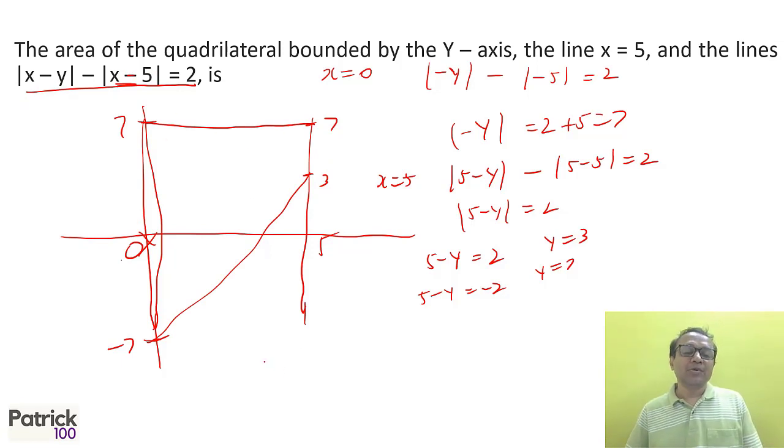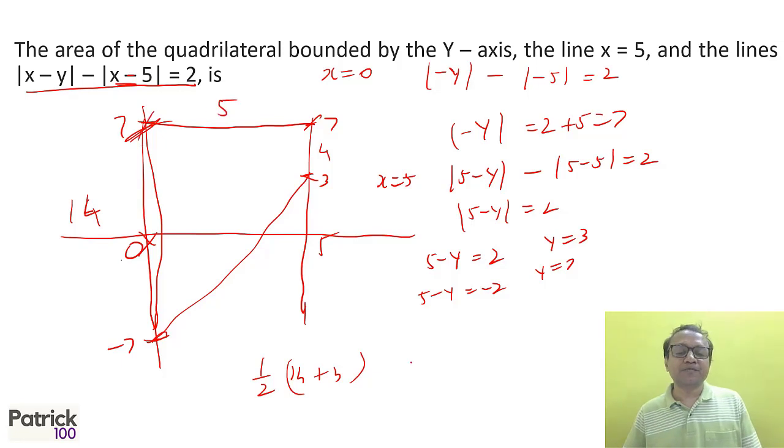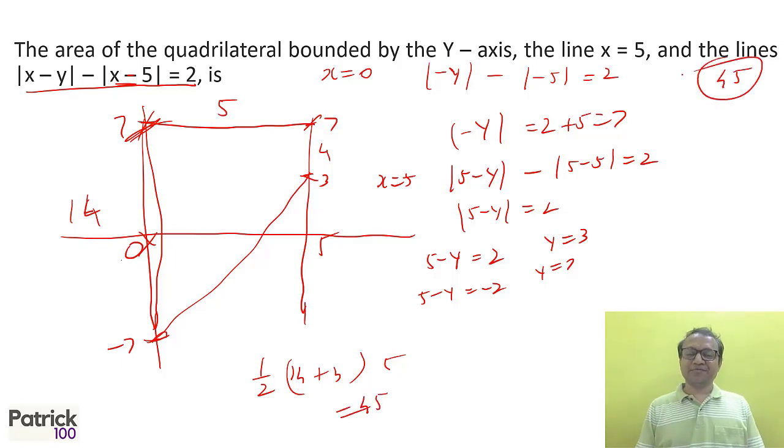The trapezium. Area of a trapezium is half into the sum of parallel sides into height. Remember this whole length from 7 to minus 7 is 14. And from 7 to 3 is 4. Sum of parallel sides into height. Height will be here 5. 18 divided by 2 is 9. 9 times 5 is 45. The answer will be 45 for this case.